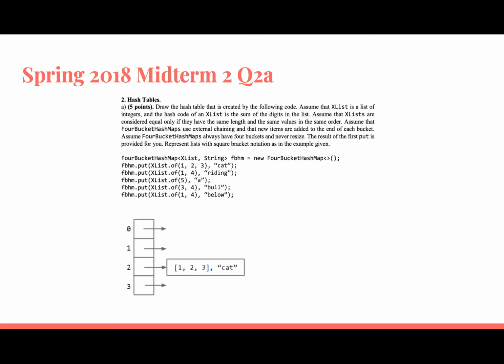Here we have this code, and the first element that is inserted is the key value pair XList 1, 2, 3, with the value cat, and then we have to insert the rest of the elements inside the hash table. I'll give everyone a minute or so to try this on their own. And I'll also take a look at the questions, if there were any, on Zoom.